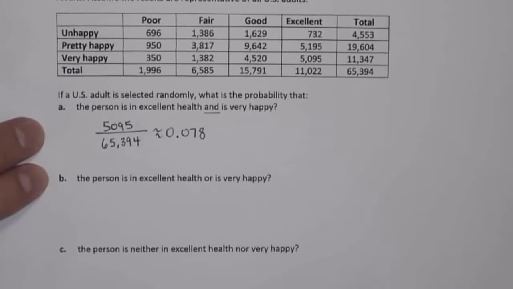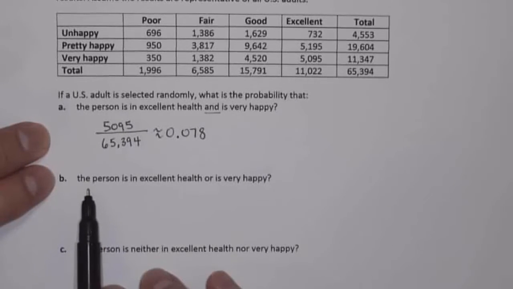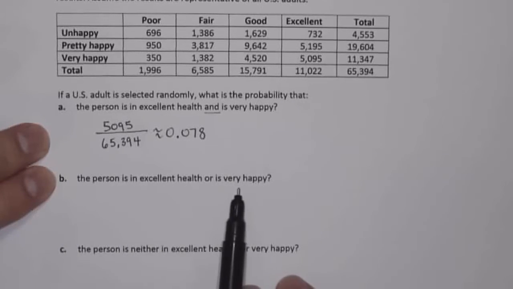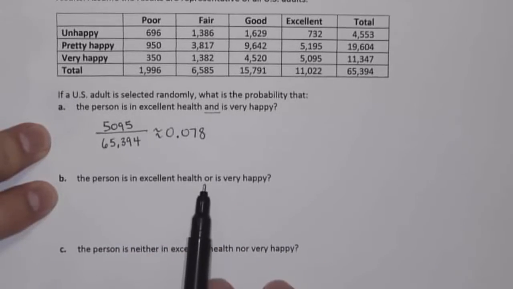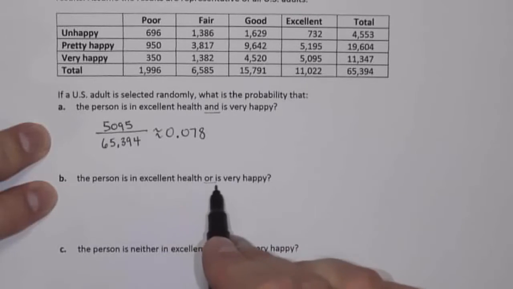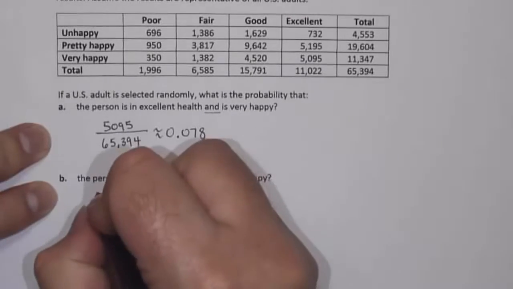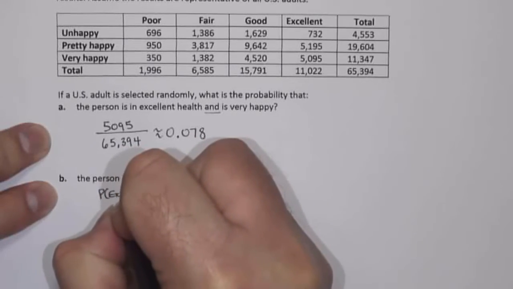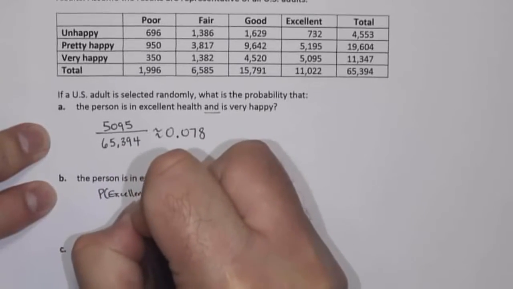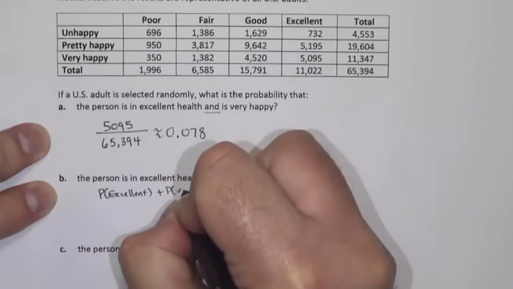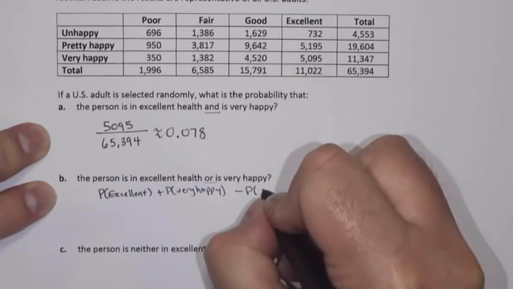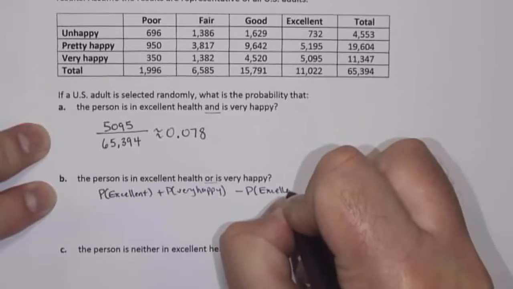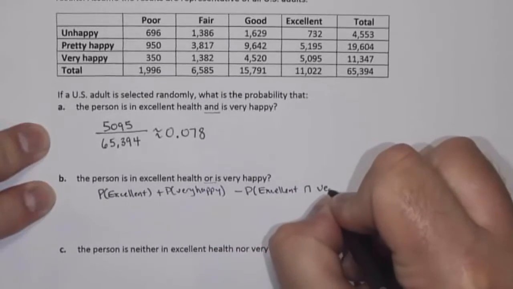Look at B. Again, if a U.S. adult is selected randomly, what is the probability that the person is in excellent health or is very happy? So similar question to what we saw in A, except the question is or. So this is a union question. So this will be the probability that they're in excellent health plus the probability that they're very happy minus the probability that they're in excellent health intersect with very happy.